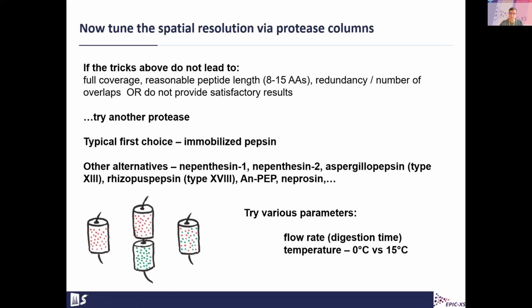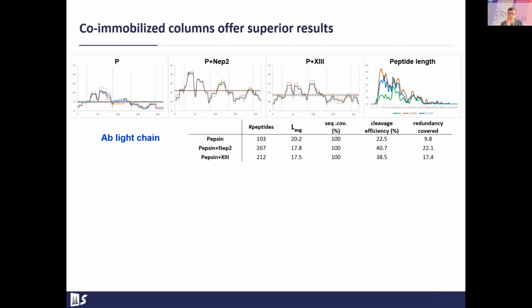Let's now have a look at how the proteases are improving the overall picture. I won't go through all the possibilities, but I'm just picking the three perhaps most important ones. So we have again pepsin, and now we see how a mixture of pepsin and nepenthesin 2, or pepsin and aspergillopepsin, is largely improving the picture.